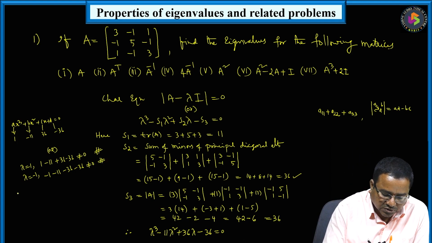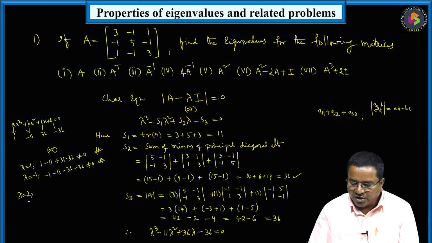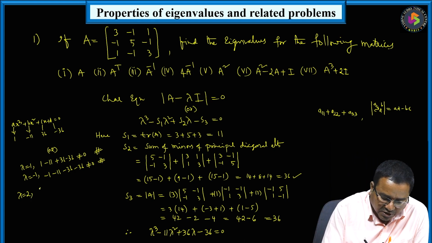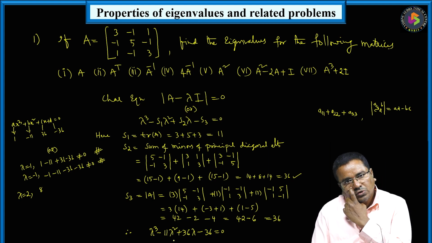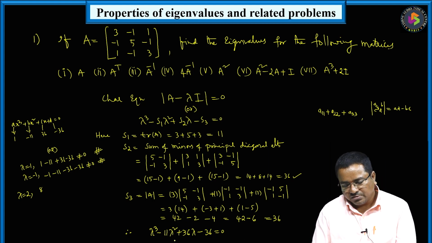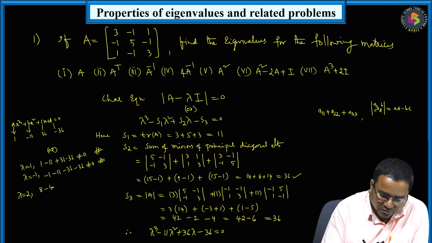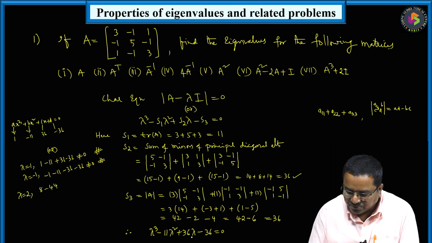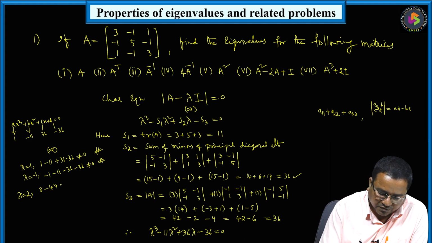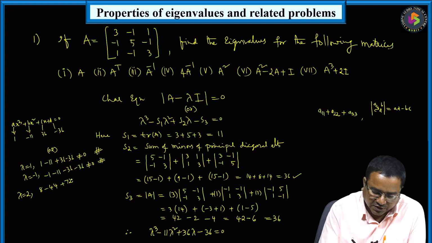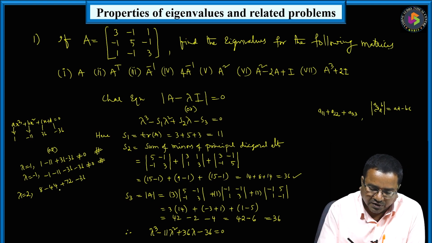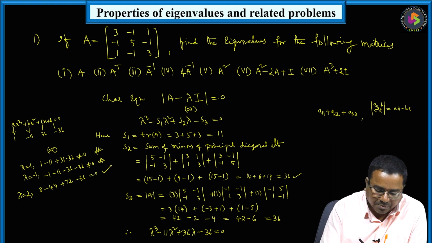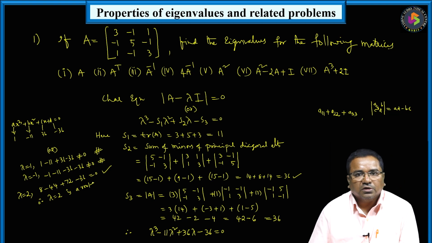Then we'll move to the next, lambda is equal to 2. If lambda is equal to 2, then 2 cube will become 8. Then 2 square is equal to 4. 4 times 11 is 44. Then 36 times 2 is 72. Now, 8 minus 44 plus 72 minus 36, we'll get 0. Therefore, lambda is equal to 2 by inspection. Lambda is equal to 2 is a root. So by inspection, we got a root.